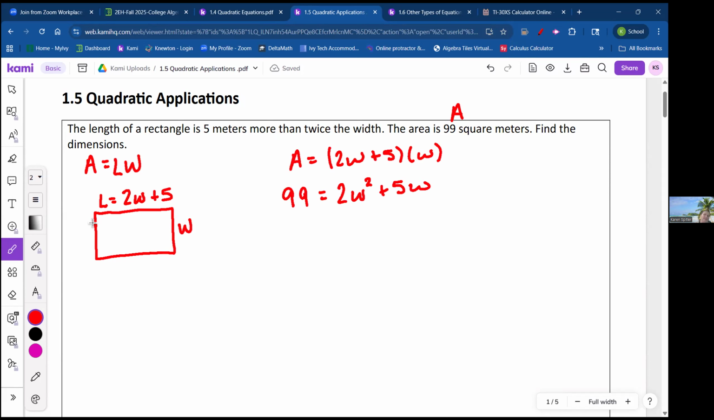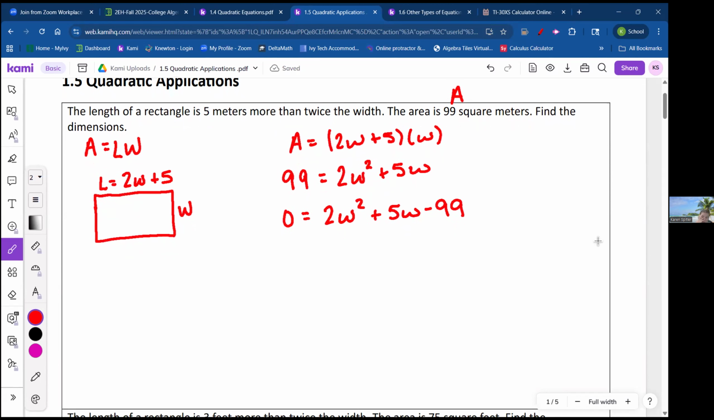Can't really solve it this way, so I am going to subtract the 99, and I'm going to use some fancy dancy math that we've been practicing, called the quadratic formula that we just did. This is one of the instances where we're going to utilize it, because there are no factors that multiply to give me negative 198 and subtract to give me 5. So we can't factor this guy.